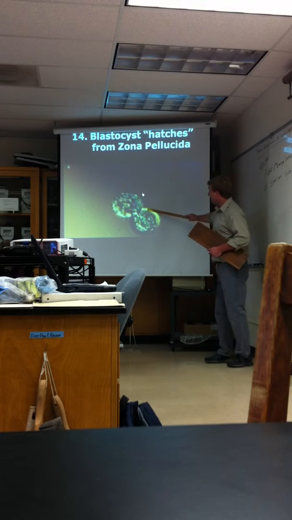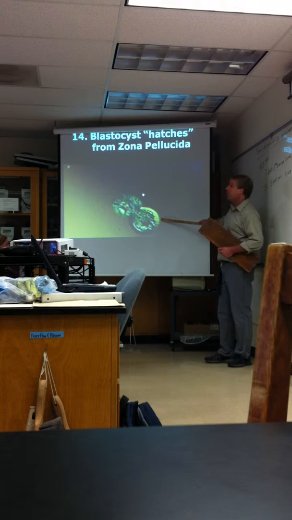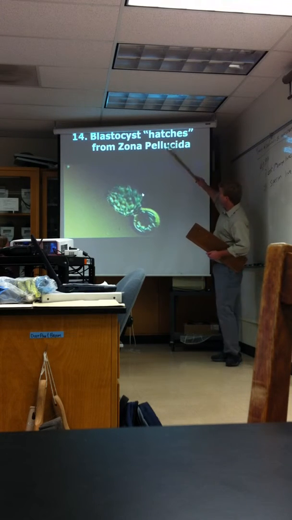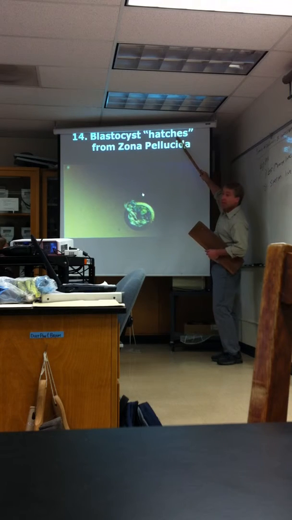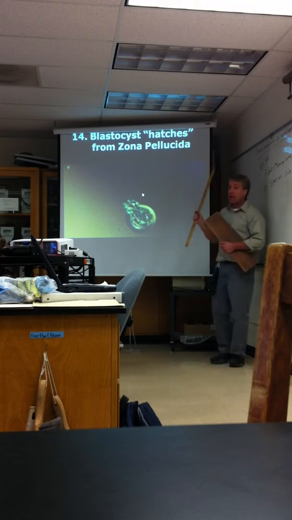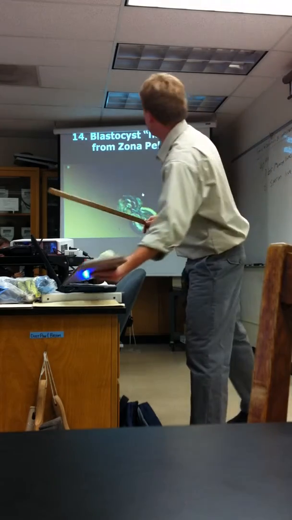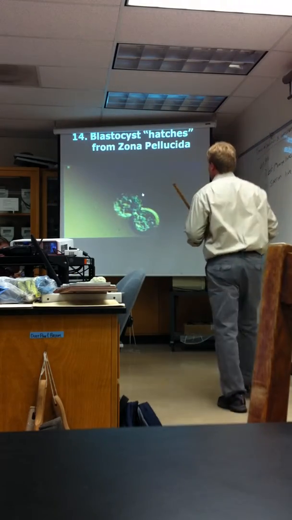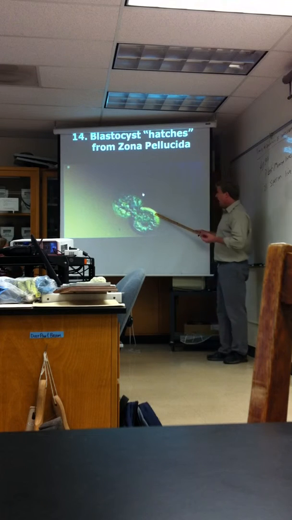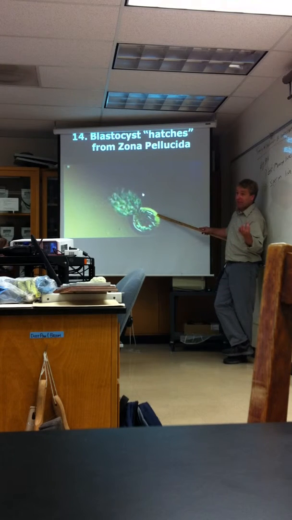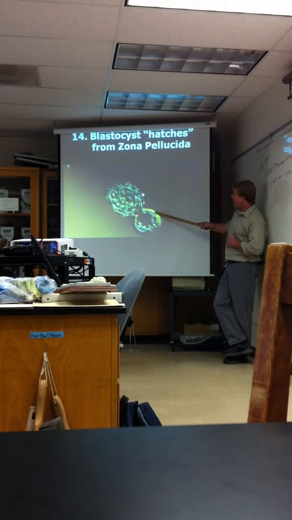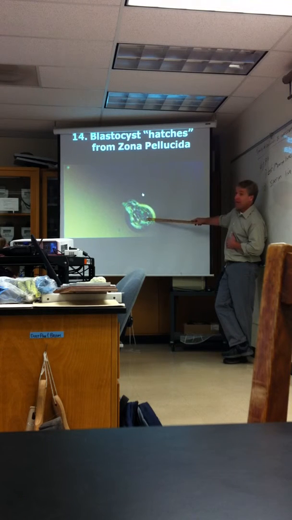Remember, the zona pellucida was calcified, and so now you have that blastocyst literally hatching from the zona pellucida. Just like a chicken would hatch from its egg, now that blastocyst is hatching from that hardened zona pellucida, and this needs to happen so that implantation can happen. And so the blastocyst is going to leave the zona pellucida in the uterine cavity.